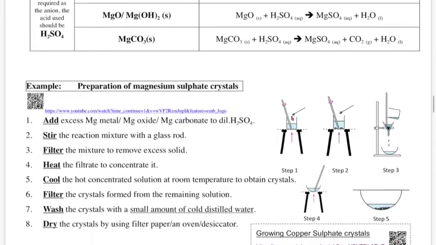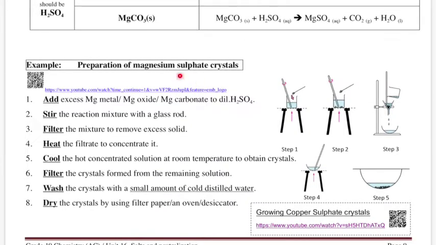Here you can go online to watch the video on how we make the magnesium sulfate salt. It involves several steps, and after school has resumed, I will let you try an experiment to make the crystals on your own. First we should add the excess solid reactant into the acid, and we need to stir it and make sure they fully react with each other.